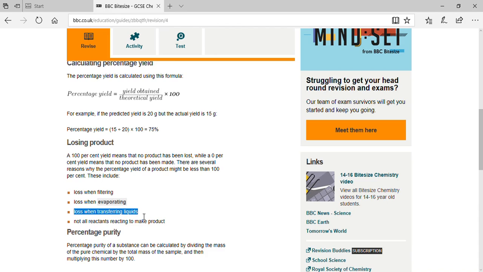There'll be loss when transferring liquids, okay? And also the last one, that means not all reactants are reacting to make product, okay? Some reactants take part in the chemical reaction, but they do not combine with the reactant to form product. These types of substances are known as catalysts, okay?